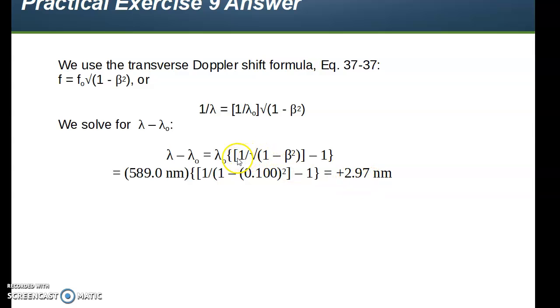Okay, so it's lambda 1 divided by the square root of this right here. So this is the first term, and this is minus 1, okay? And somehow that didn't shape out right here. I did not get the square root sign right there over this portion right here.